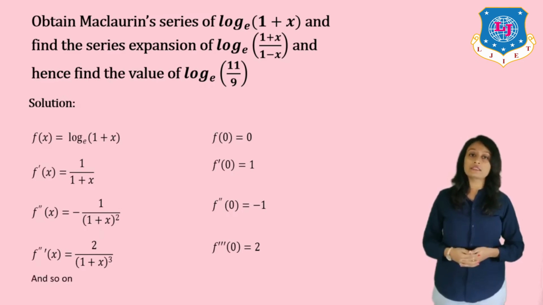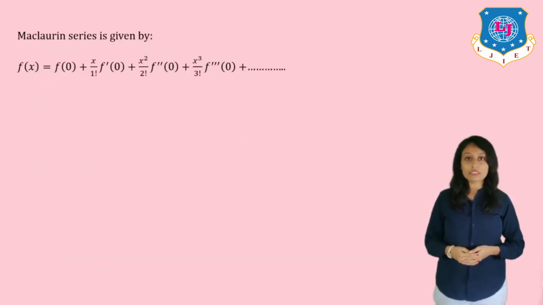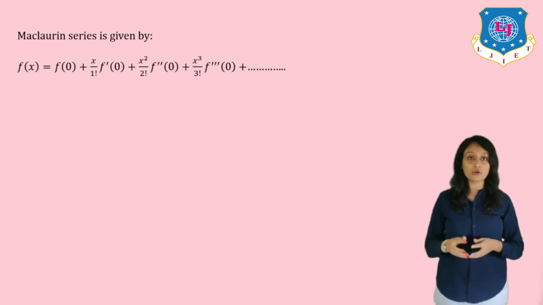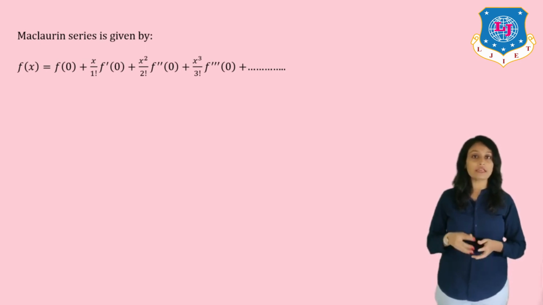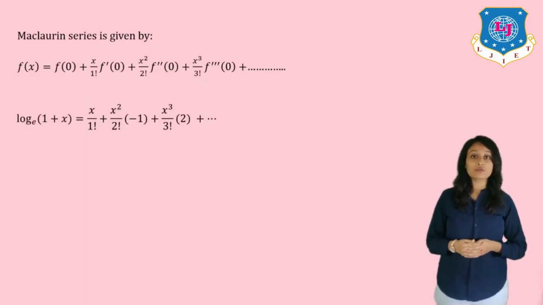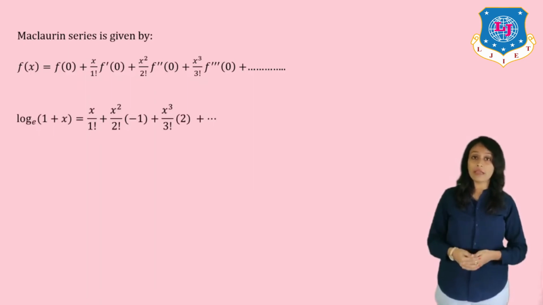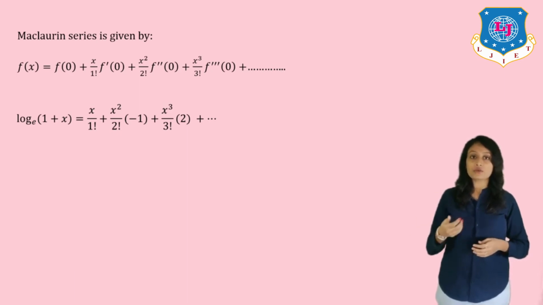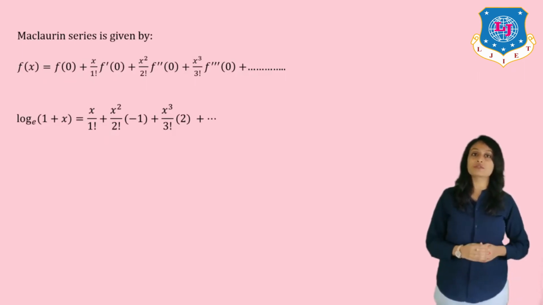Now we will substitute all these values in the Maclaurin series formula. The Maclaurin series formula is f(x) = f(0) + (x/1!) f'(0) + (x²/2!) f''(0) and so on. Our task is to substitute the values of f(0), f'(0), f''(0) and so on. So we get log(1 + x) = x/1! (the first term was 0) + (x²/2!)(-1) + (x³/3!)(2) and so on.